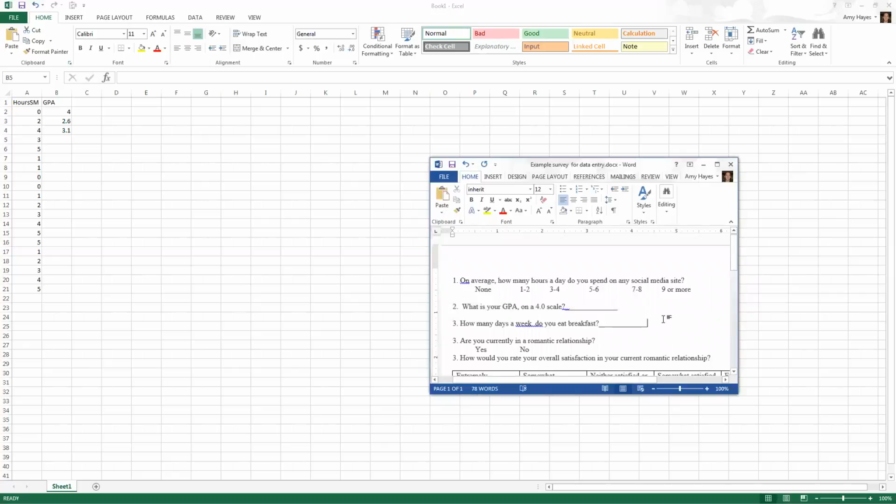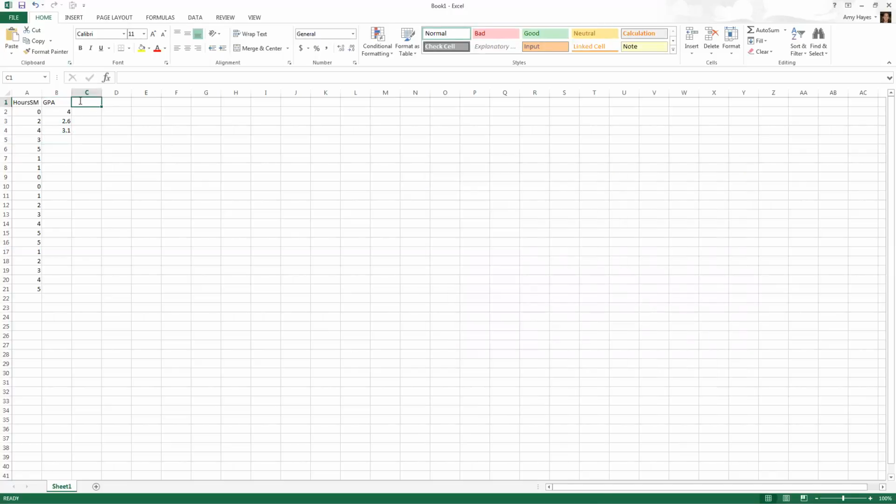So number 3, how many days a week do you eat breakfast? This is going to be really similar to our GPA variable. So I'm going to call this variable name breakfast. And again, when somebody's just writing down a number for you, then you put whatever the number is that they wrote down. If they write something like not sure, then we just have to leave that blank.